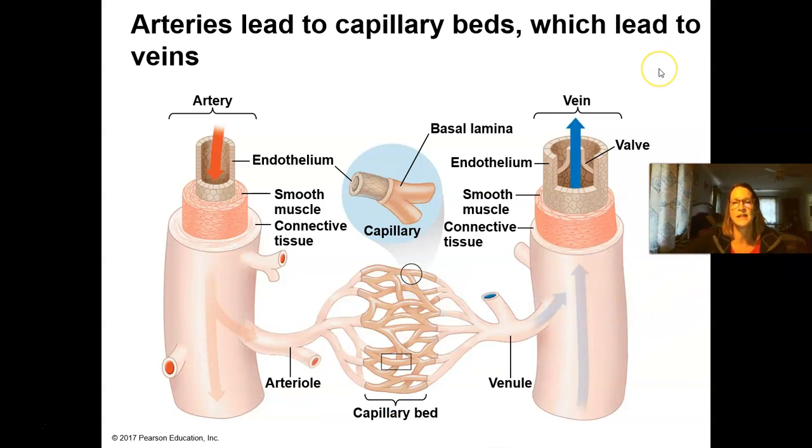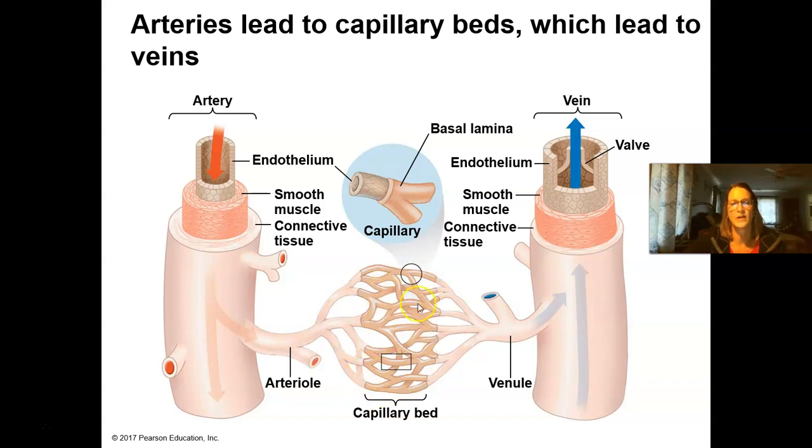Okay, this is again something that we've talked about before, but I just want to reiterate it because now we're going to spend some time talking about capillaries. So remember that arteries are carrying blood away from the heart. In this case, we're looking at oxygenated blood that's going into the systemic circuit. And then blood will flow into these branches, smaller branches of the arteries called arterioles. And from there, they will go into capillary beds.